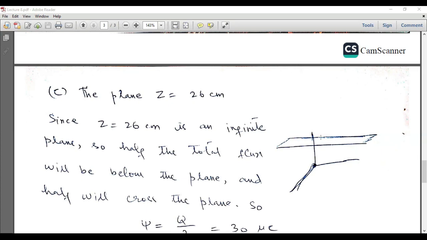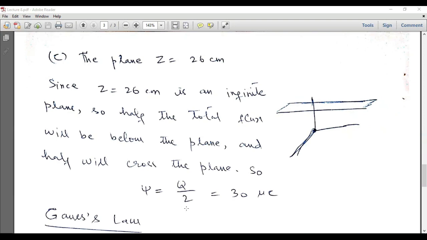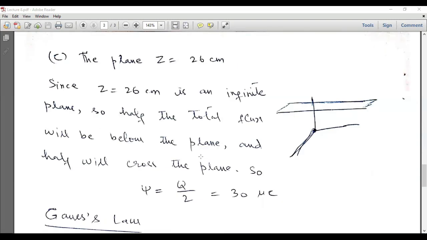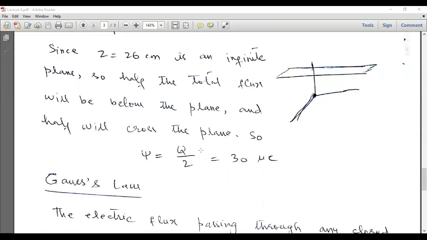So half of the flux will pass through this plane, and half of the flux will be equal to half of the charge. So it is equal to q by 2, and it is equal to 30 microcoulomb. So I hope that was a self-explanatory example.